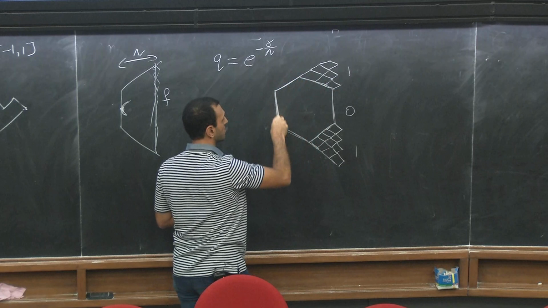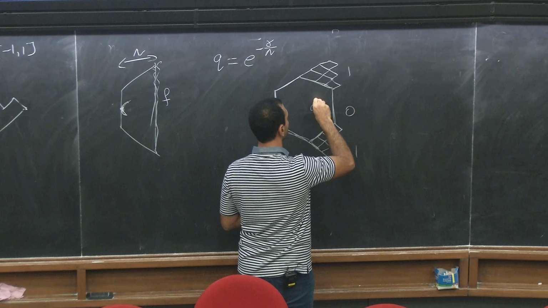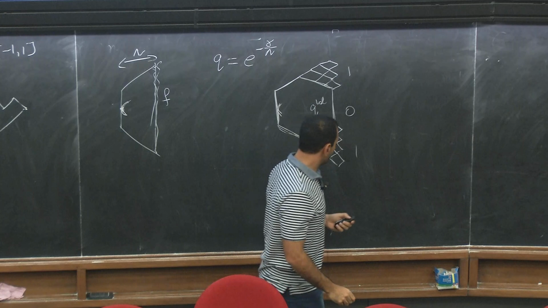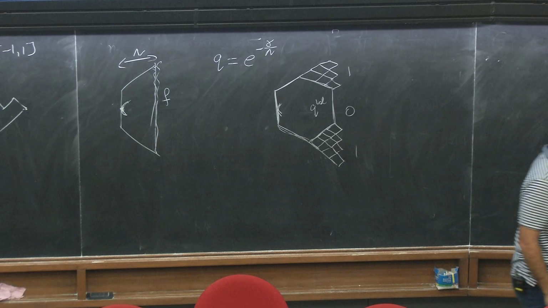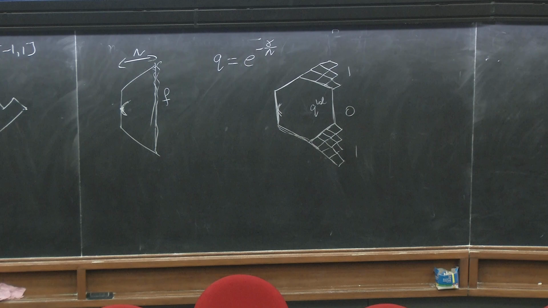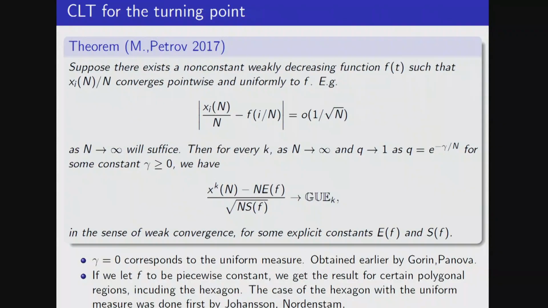So in particular, this says that if you take a q to the volume tiling of the hexagon, then over here you're going to see the GOE corners process. In the uniform case, when you're just taking uniform tilings of the hexagon, this was obtained by Eric Nordenstam and Kurt Johansson, and this, of course, preceded the result of Vadim Gorin and Greta Panova. Okay, so these are the results which tell us that we get the GOE corners process.